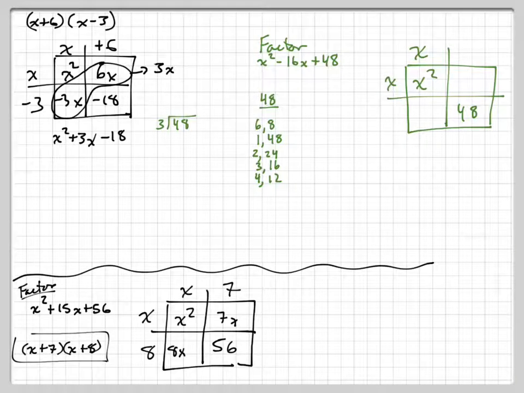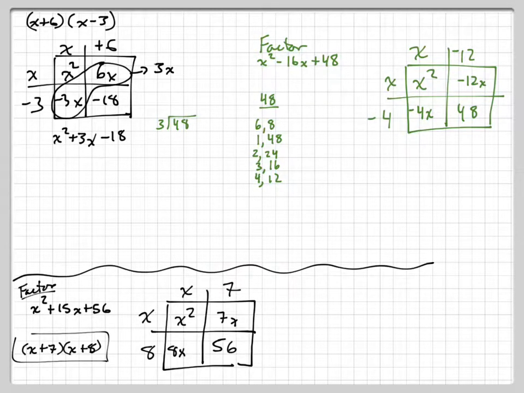So do 4 and 12 give me 16 somehow? Oh, they do. So if I put a 4 right here and a 12 right here, does that work? I'm missing something. Yeah, this would be 4x and this would be 12x. But these don't add to give me negative 16. So what do I have to change? Just one of them negative? Yeah, I kind of led you to that answer. You have to change both of them.